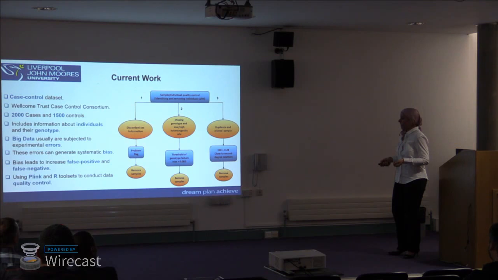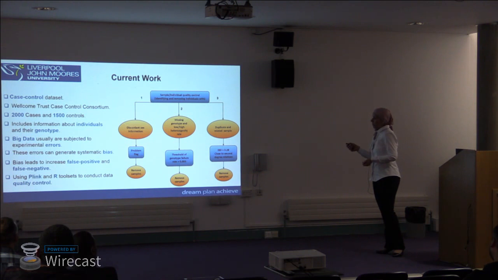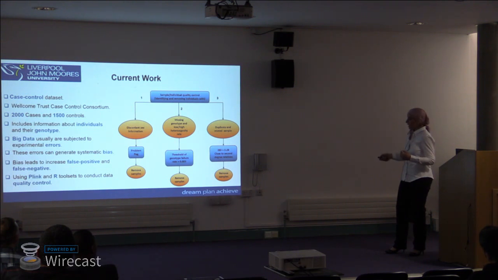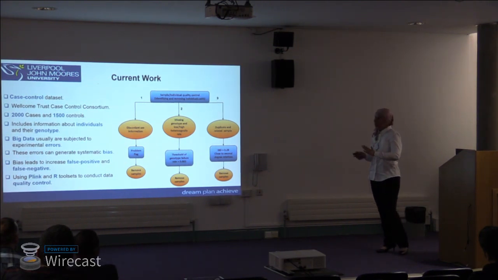And we are using Blink and R tools to conduct quality control. It starts with the sample quality control, and then in a later slide, it will be about marker quality control. With the sample quality control, we need to delete individuals that have these errors. One of these errors is discordant sex information. Here we are looking at the genotype of the X chromosome, and if there is a problem, a flag raised, we will remove that sample.